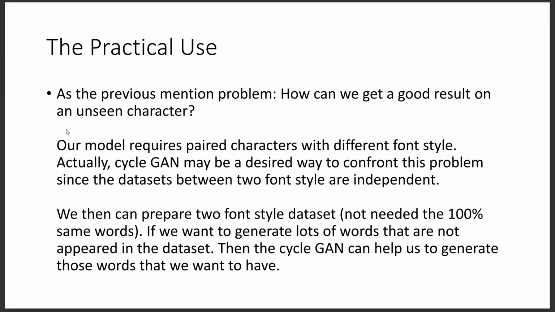And here is the practical use of our project. As previously mentioned, how can we get a good result on an unseen character? Since our model requires paired characters with different font styles. However, the cycle GAN may be a desired way to confront this problem, since the datasets of the two font styles are independent. We then can prepare two font style datasets.